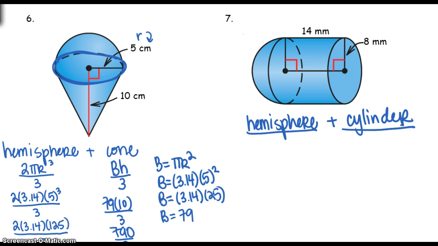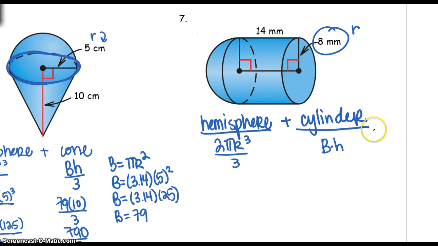Okay, hemisphere plus a cylinder. So first let's think about our hemisphere formula. Our hemisphere formula is 2 pi r cubed divided by 3. Now our radius here is going to be 8. Okay, and what's the formula for the volume of a cylinder? Area of base times height. And our base here is the circle, right? So don't forget that the area of the base is going to be pi r squared.